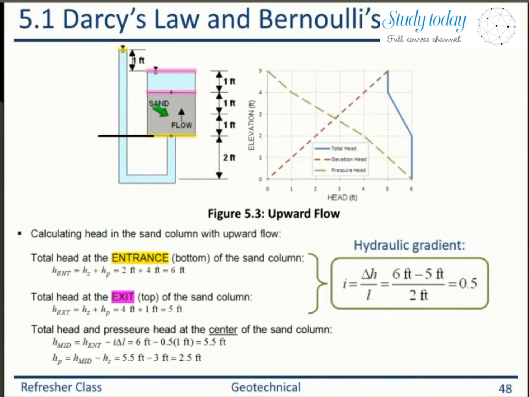If you understand this concept, you will be in a position to calculate the stability of the dam. The dam is subjected to uplift pressure. You can tell whether the dam will fail under the uplift pressure or not if you understand this concept. Okay.